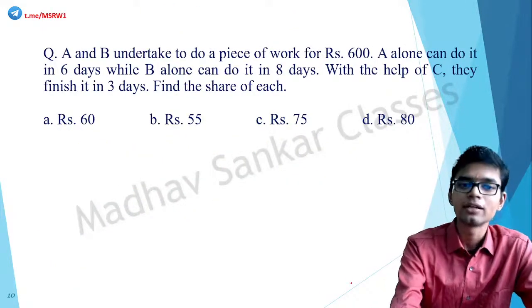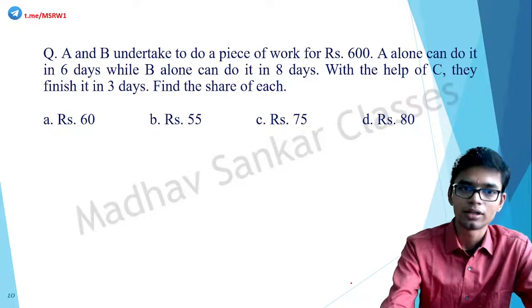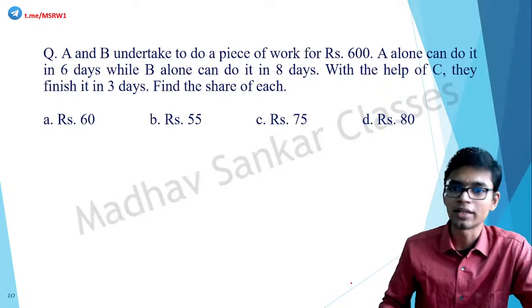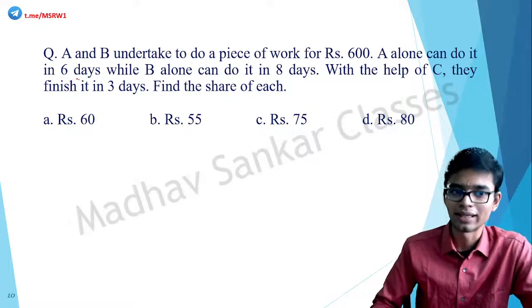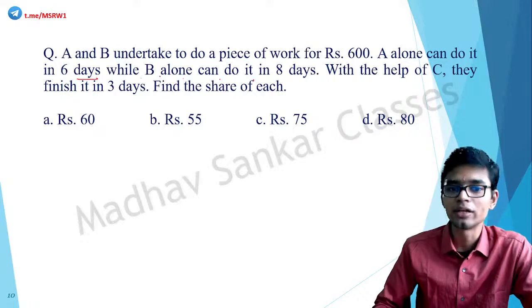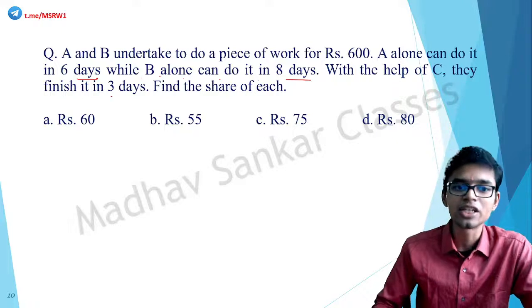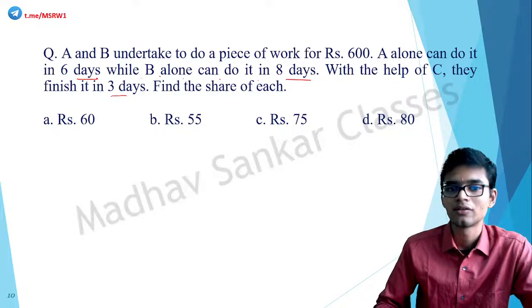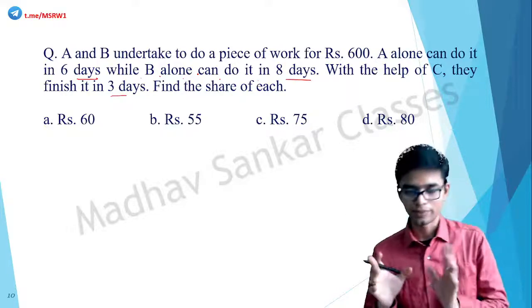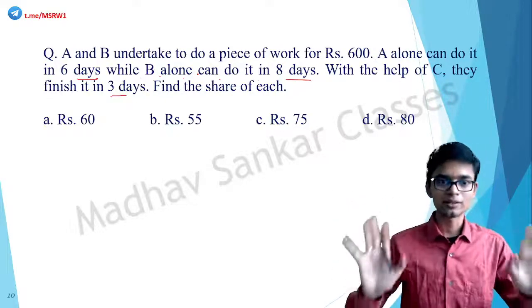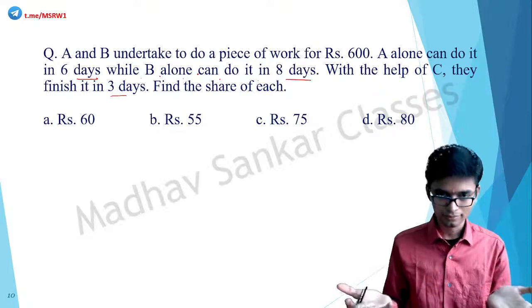A and B undertake to do a piece of work for 600 rupees. A alone can do it in 6 days, while B alone can do it in 8 days. With the help of C, they finish the work in 3 days. Find the share of each. So A and B say, give us 600 rupees and we will together finish the work.